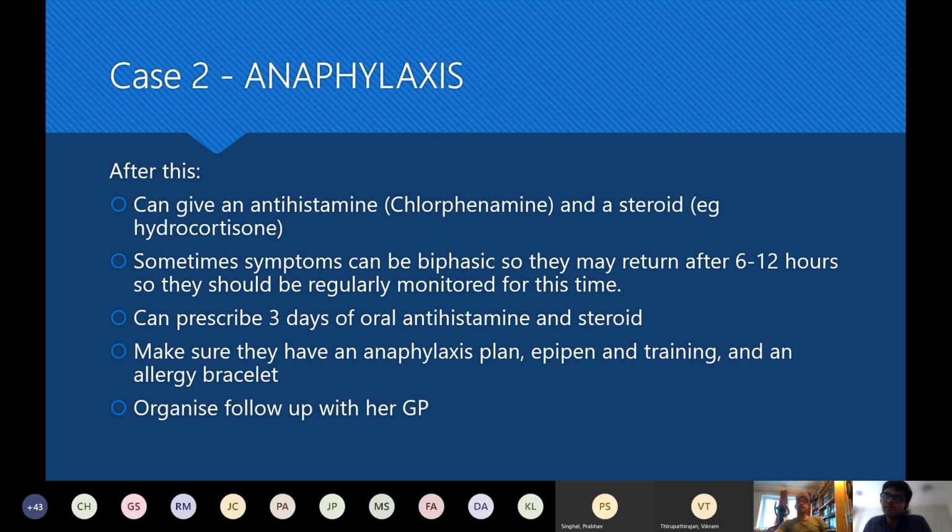Fine. And just a standard thing that you want to put after any kind of hospital admission is organize a follow-up with her GP. Just always stick it in. Okay.